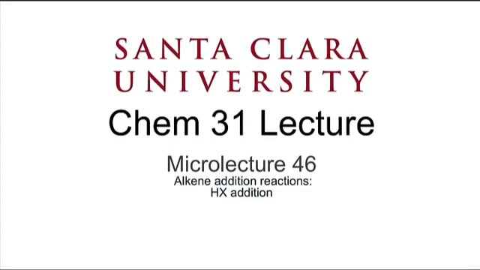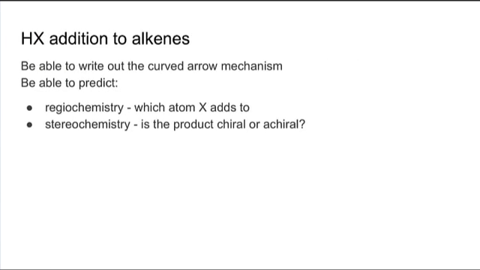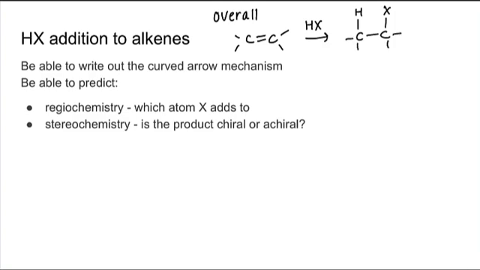Welcome to Microlecture 46. This is the first of our alkene addition reactions, the addition of HX to a carbon-carbon double bond. So the overall reaction here is going to be that of a carbon-carbon double bond reacting with HX. H will add to one of the two carbons and X will add to the other. So we're going to break the pi bond and we're going to make, in this case, an alkyl halide.